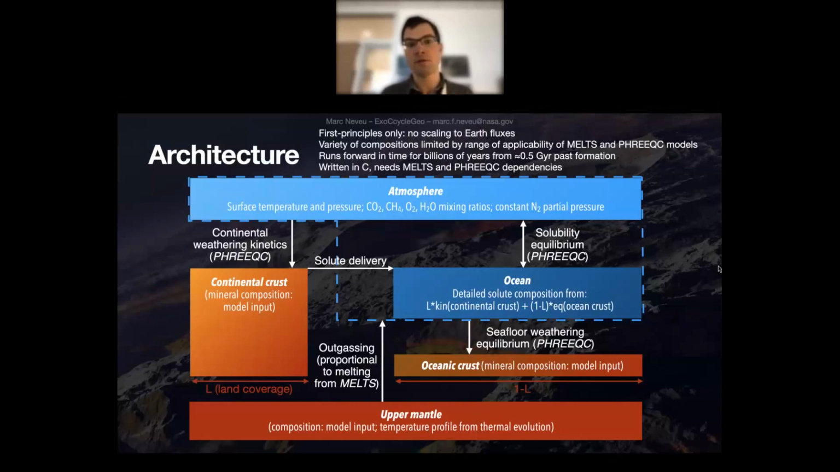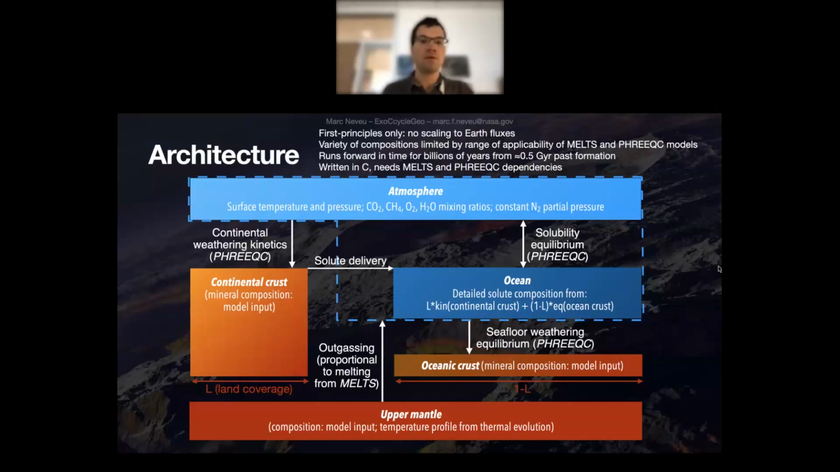The code runs forward in time for billions of years after the planet's formation, so the geodynamics are kicked in at formation. The carbon cycling itself is not started until about 0.5 billion years after formation, and this is to ensure that there's a surface ocean that's been in place, that the atmosphere is pretty stable and secondary, and it kind of meshes with Earth's history too. We don't have the magma ocean stage, basically.